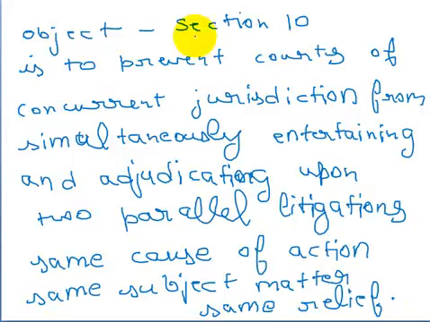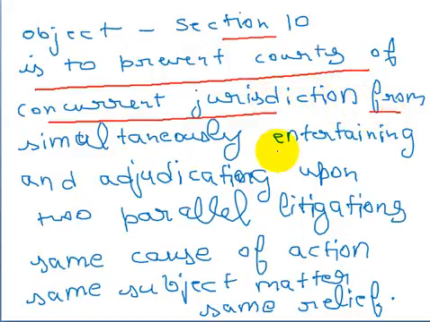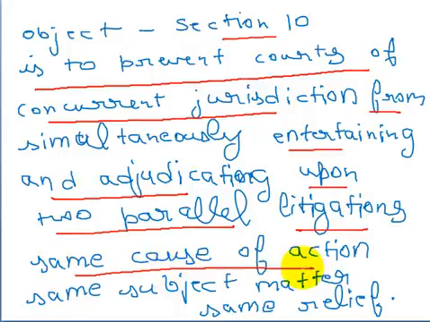The object of rule contained in section 10 is to prevent courts of concurrent jurisdiction from simultaneously entertaining and adjudicating upon two parallel litigations in respect of the same cause of action, the same subject matter, and the same relief.